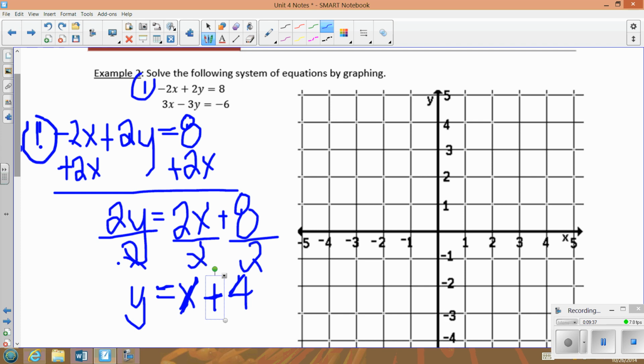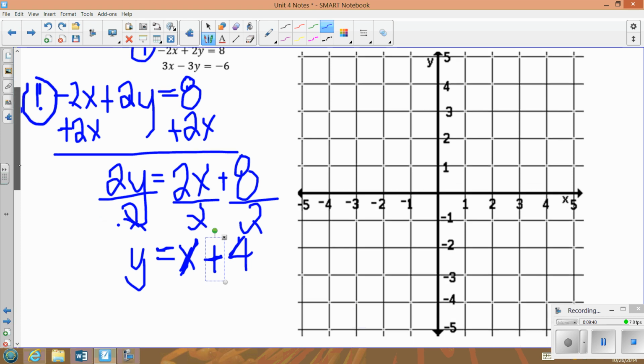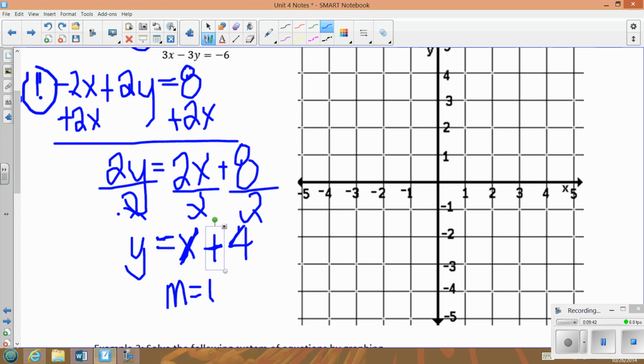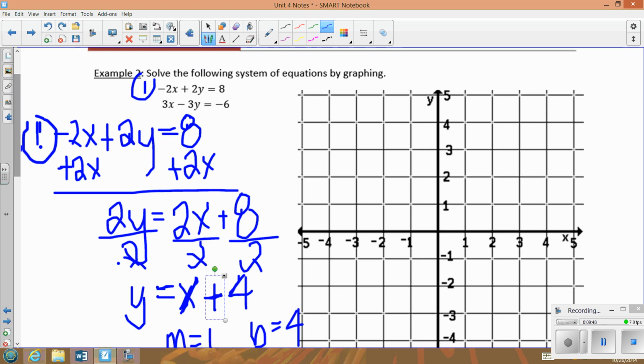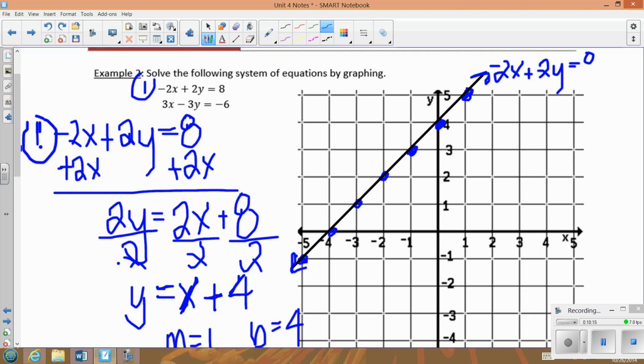So slope is 1. The number in front of x is 1. Y-intercept is 4. So start up at 4. And then I'm going to travel up 1, right 1. And then you're going to backtrack. Then go ahead and connect your points and put your arrows, your label, all of the things that we always need to do when we graph. So negative 2x plus 2y equals 8.